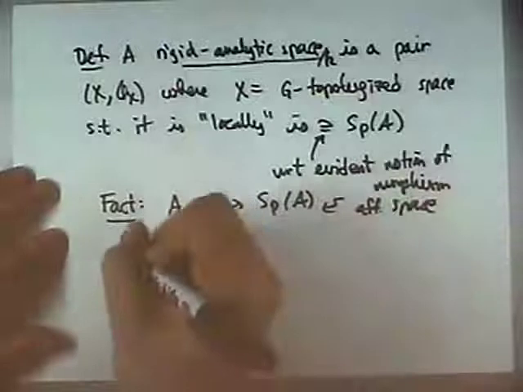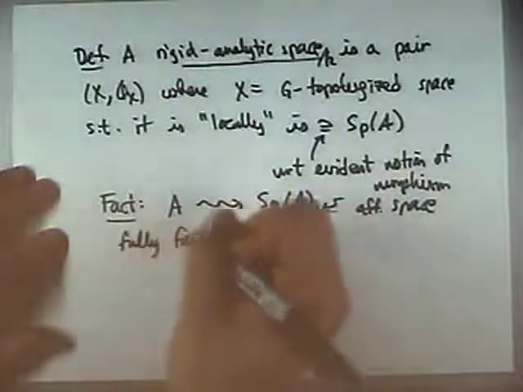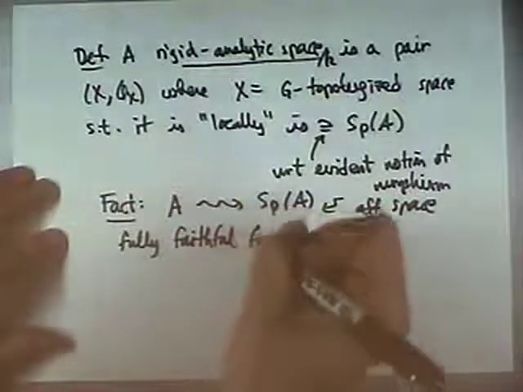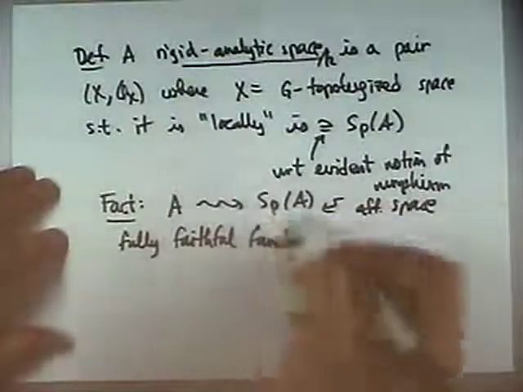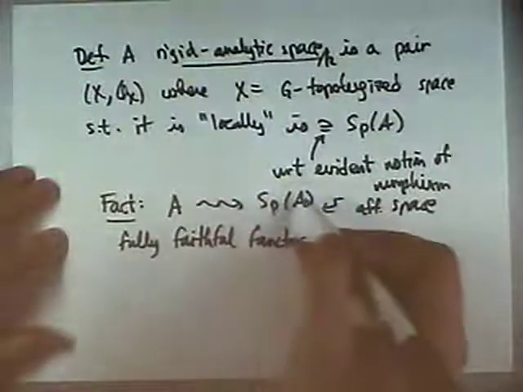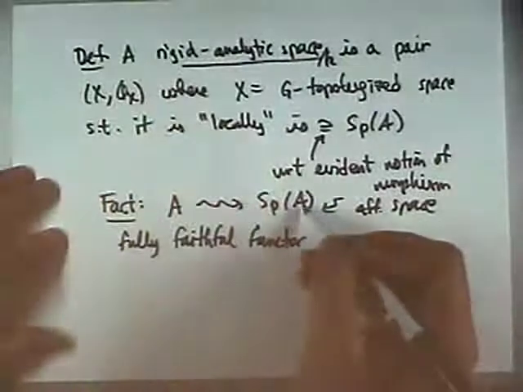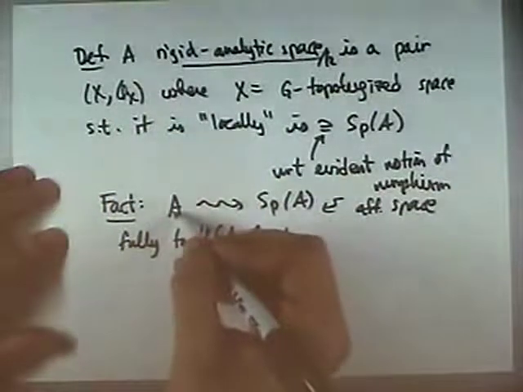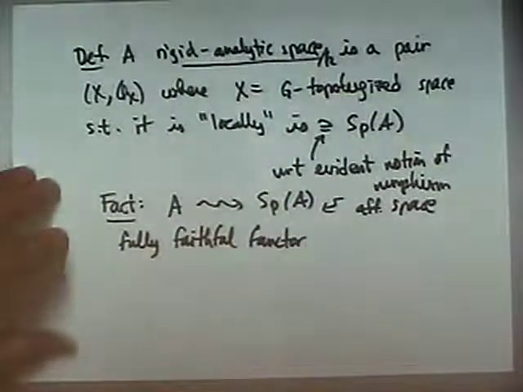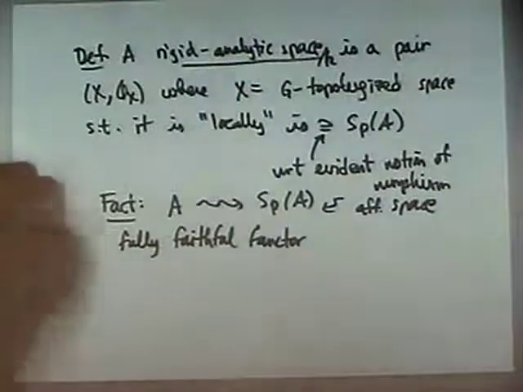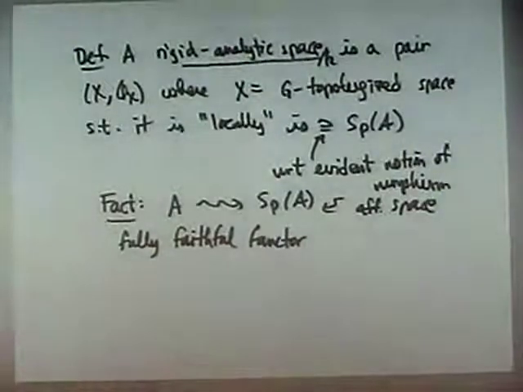And this is a fully faithful functor, meaning, just like in the case of Spec of a ring, that any map between the associated spaces in this sense, in fact, arises from a unique map of affinoids. You basically just take the proof for Spec of a ring and you copy it by changing a few words here and there. Okay? So this is sort of a global notion.